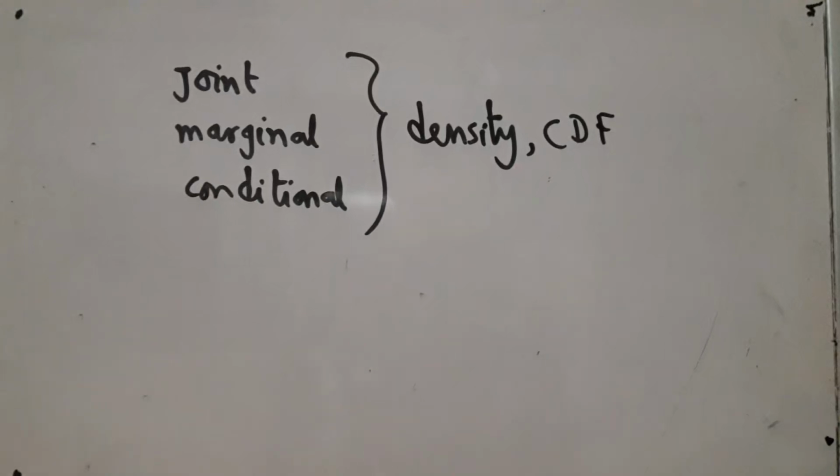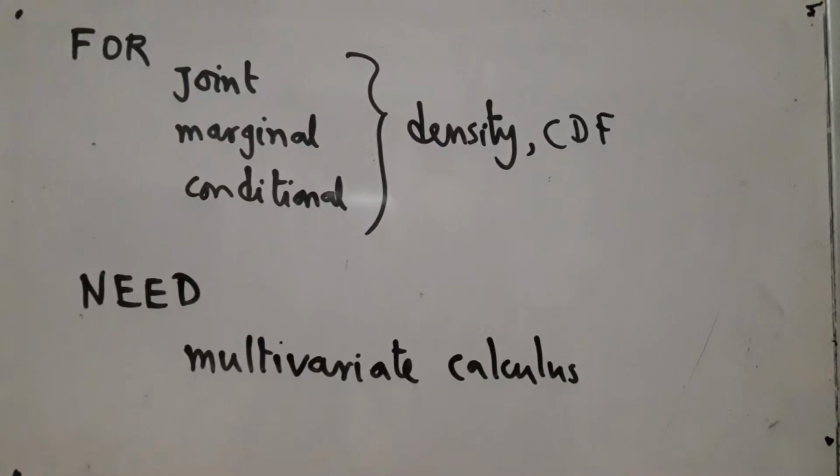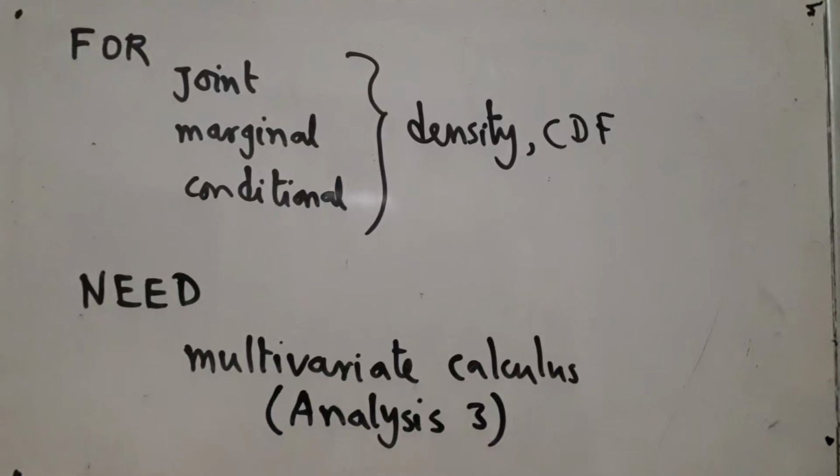Our next topic is joint, marginal and conditional densities and CDFs, and for that we shall need some notions from multivariate calculus. You are going to learn all these multivariate calculus results rigorously in your Analysis 3 course, but for now I will give you a brief primer of the barest minimum that we are going to use.